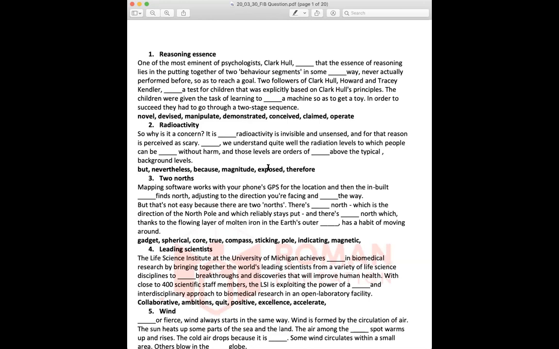We are talking about GPS, we are talking about mapping, and we are talking about finding. So what could be the word here? If we look at the options, there is gadget, spherical, core, true, compass, sticking, pole, indicating, and magnetic. I'll go with compass because I know compass is a device which is used to find directions, to find north, south, east, west, and so on. So that'll be the answer there.